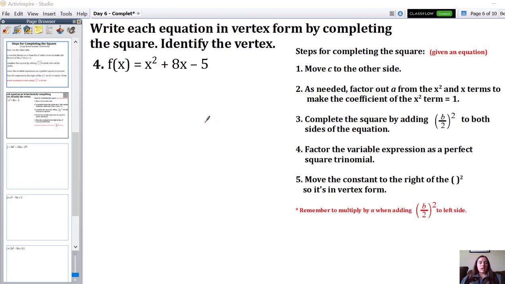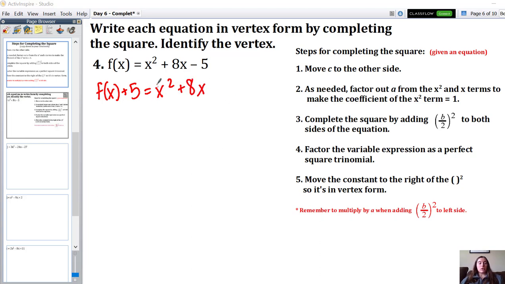We've got f of x equals x squared plus 8x minus 5. Step number 1, move the constant to the other side. We have this negative 5 right now, so I'm going to start by adding 5 to both sides. So now on the left, we have f of x plus 5. And on the right, we just have x squared plus 8x.